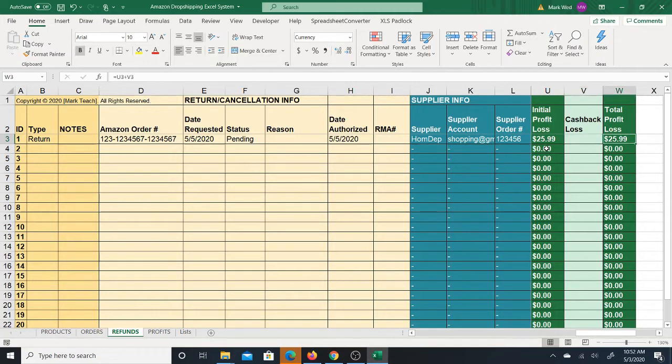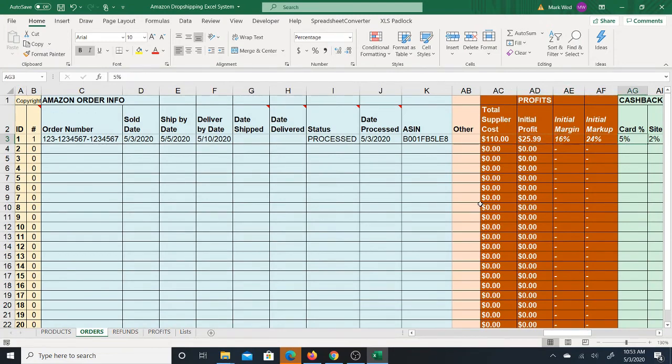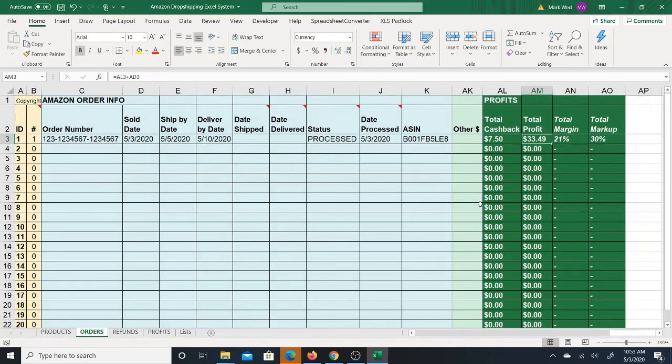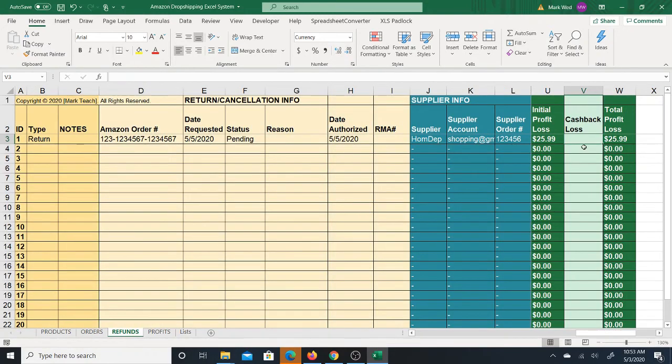But now I added another part for the total profit loss, because if you're really picky, you might be counting cashback. For total profit loss, I've got to look at the total profit, not just the initial. If I count the total profit, including the cashback, my total profit was $33.49. So how about my total profit loss? To calculate that, I'm going to have to add in the cashback loss. So let's say that I lost all of my cashback.